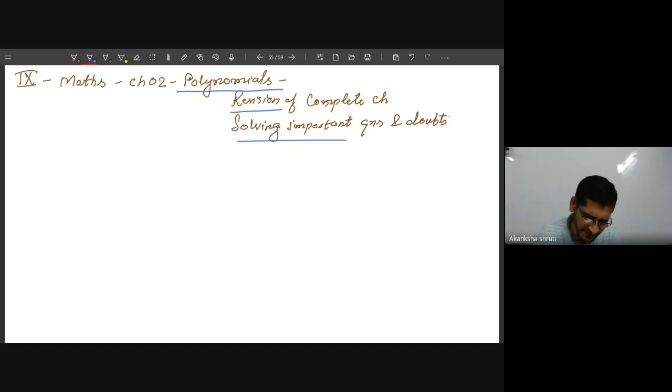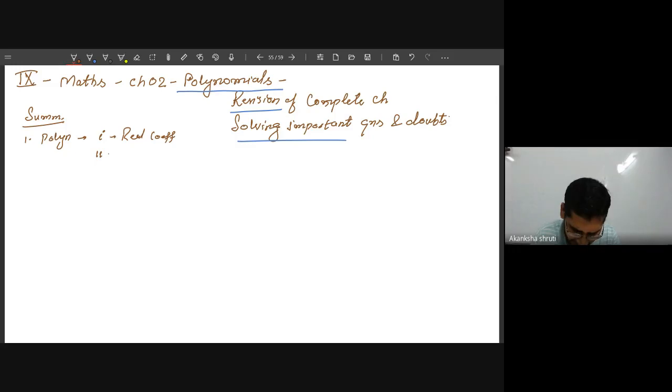So, whatever we have learned, the chapter summary. The summary of this chapter, the very first thing we started with is: what is a polynomial? We have learned about the definition of polynomial. For a polynomial, the first requirement is that all the coefficients should be real. So it must have real coefficients.